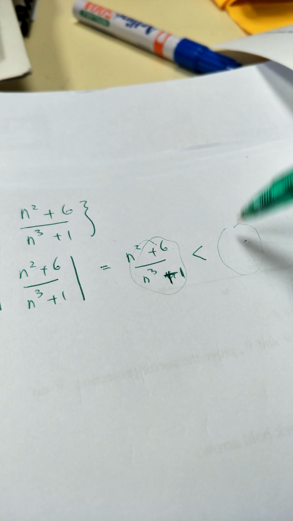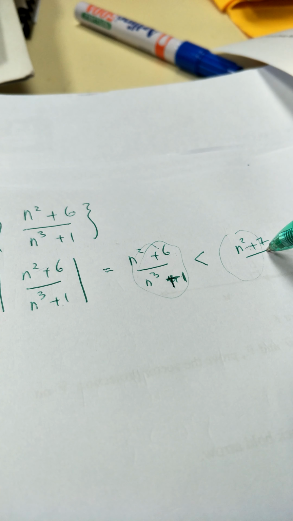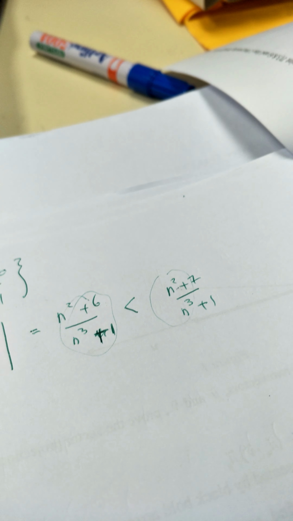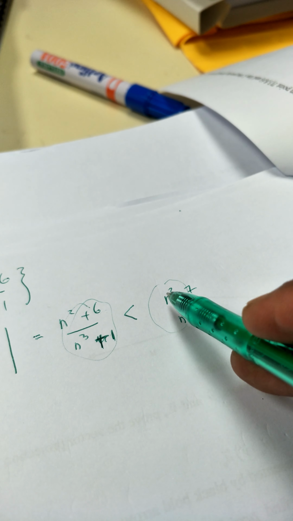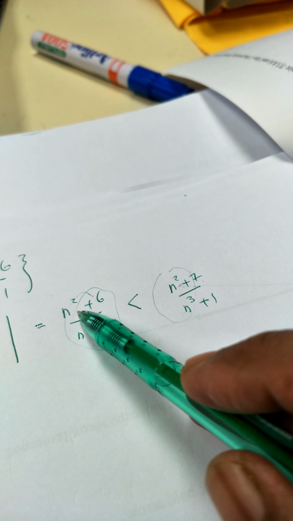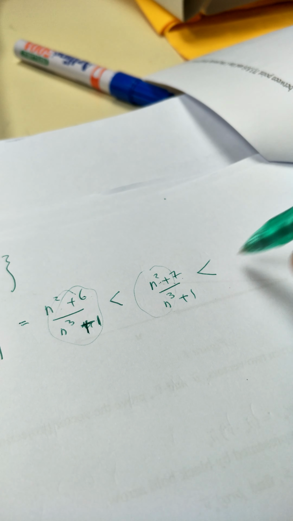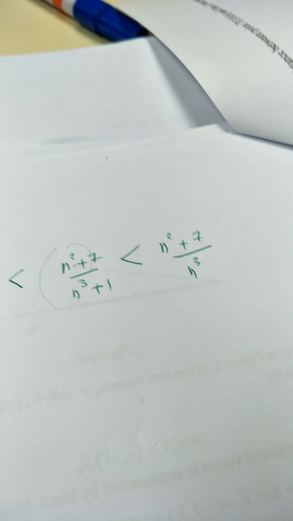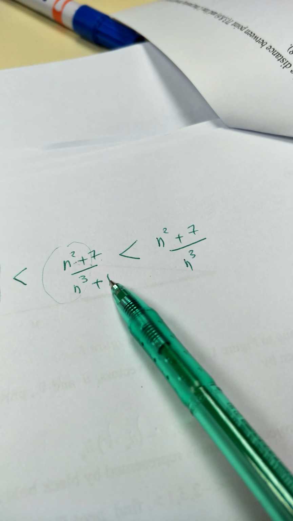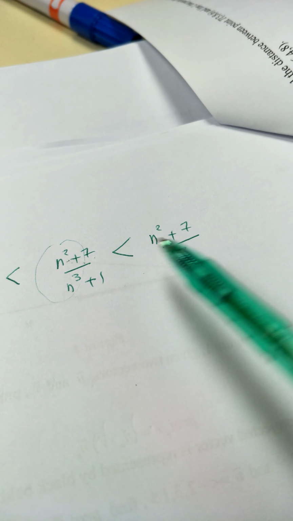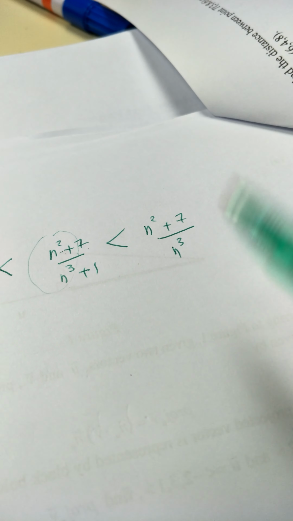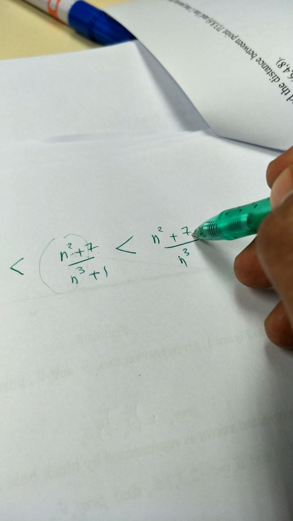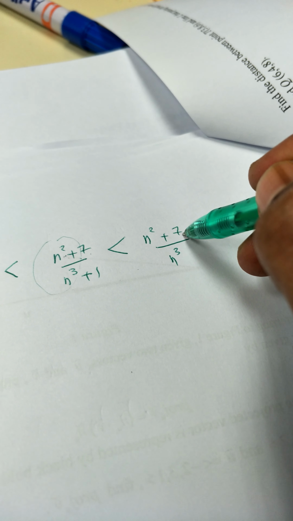So which means if I write this n squared plus 7 over n cubed plus 1, this is true. Correct? It is true, because n squared plus 7 is definitely greater than n squared plus 6. I can also write this n squared plus 7 over n cubed. This is also true, because if the numerator is smaller than the previous one, the right hand side should be bigger than that one. Okay, and again I can increase the numerator. I can increase the n squared plus 7 and so on.